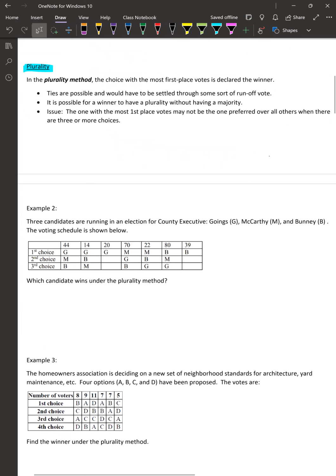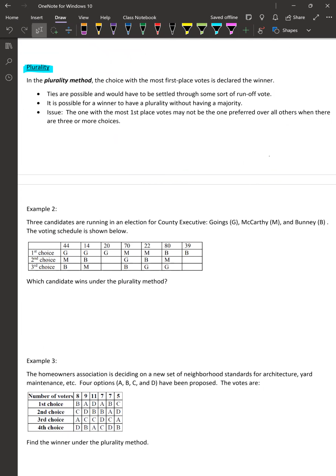All right, so the plurality method is where you give people a preference ballot, they vote, and then the person with the most first place votes is the winner. So a pretty simple, straightforward method. So here are just some points about this method. You could have ties, even if you only had 2 choices. If you had an even number of people voting, you could have a tie. So you'd have to figure out some way to break a tie. There's lots of ways you could do it. It's possible for a winner to have a plurality without a majority.